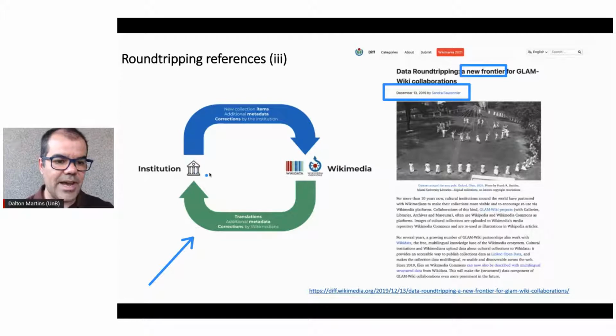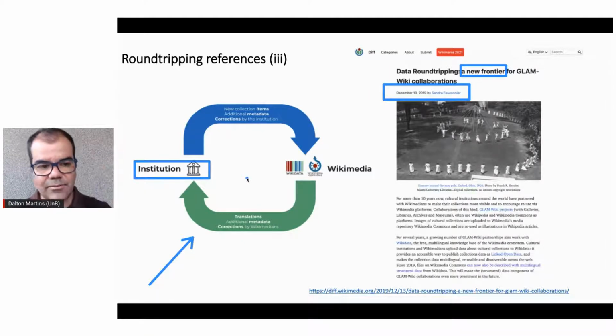In this diagram, you have the institution memory here, which we can replace with the database from the institution, and in our case, you can replace the institution here with Tainacan software, which we are considering to be the database of the institutions. If you change the database, you can follow the diagram and see that from the institutions, we have new collection items, additional metadata, and corrections, which will be delivered to Wikidata and Wikimedia Commons.